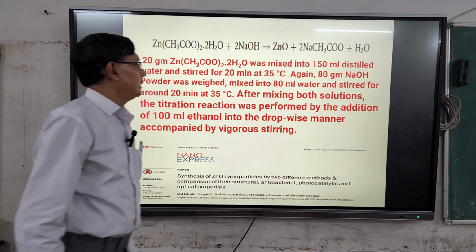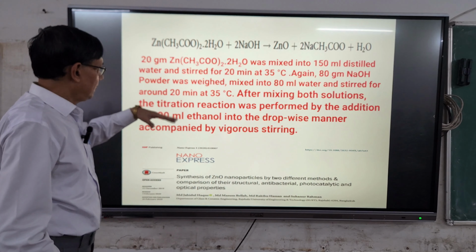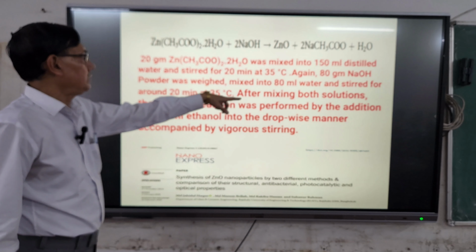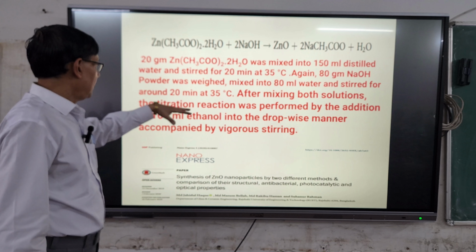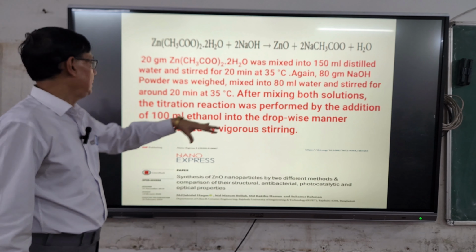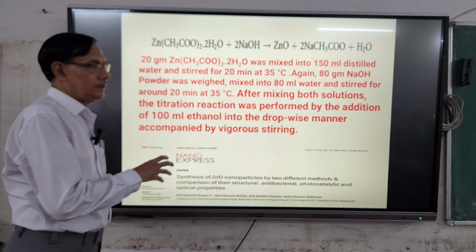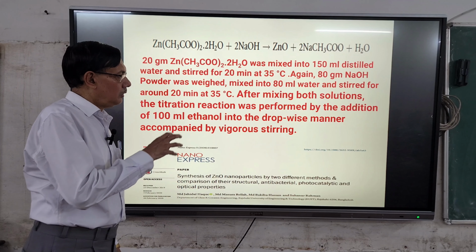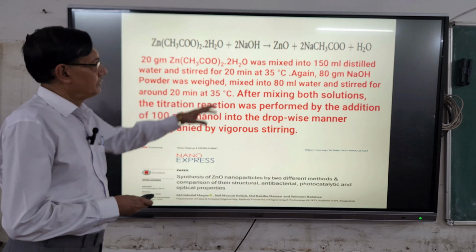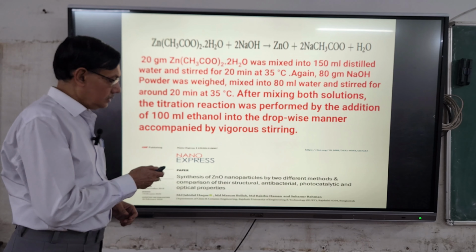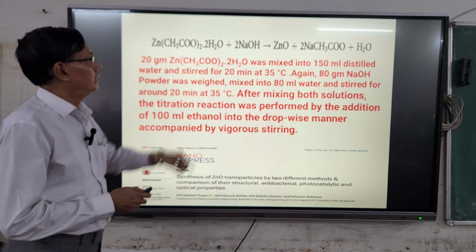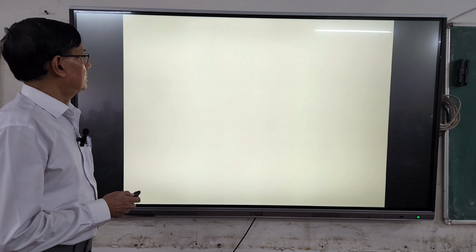Again, why are we using the sodium hydroxide? Just to maintain the pH and other things. So after mixing both solutions, the titration reaction was performed by the addition of 100 ml ethanol with vigorous stirring. So ethanol or surfactant acts as a capping agent or the stabilizer. This is the simple reaction.